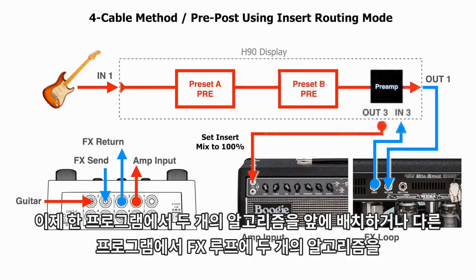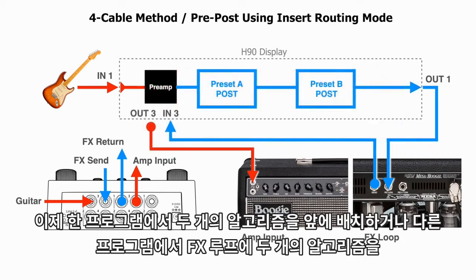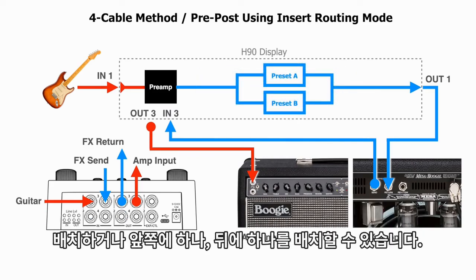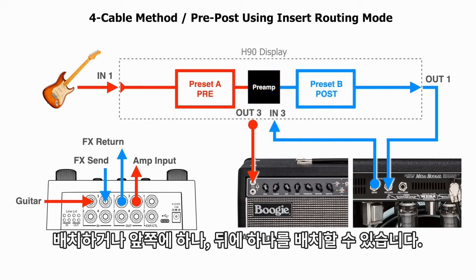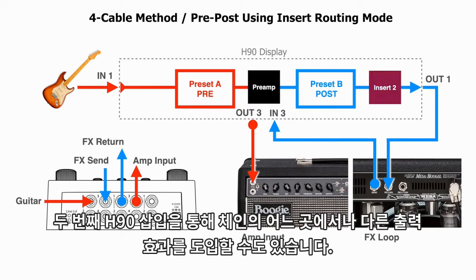Now, we can have two algorithms in front on one program, or two algorithms in the effects loop on another program, or one in front and one in the back. We can even introduce another output effect anywhere in the chain with the second H90 insert.